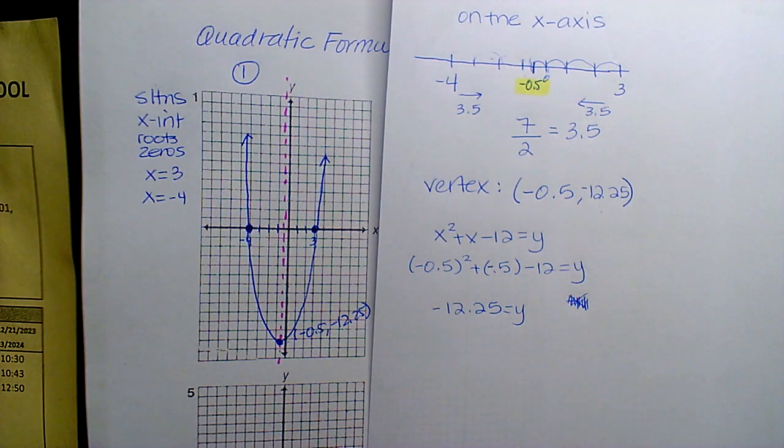How do we graph square root of negative 7? Oh, you don't. It's imaginary. We're not there. Okay, fair enough?